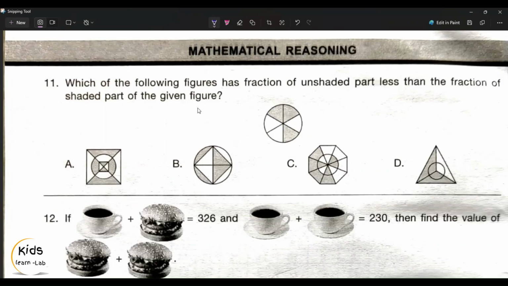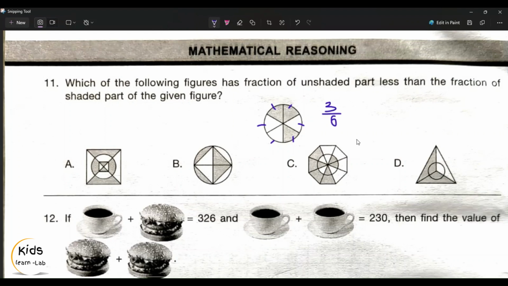Mathematical reasoning, second section. 11th question. Which of the following figures has fraction of unshaded part less than the fraction of shaded part of the given figure? This is the given figure. How many parts are there? Let's count. 1, 2, 3, 4, 5, 6. So 6 parts. How many unshaded are there? 1, 2, 3. So 3 by 6.